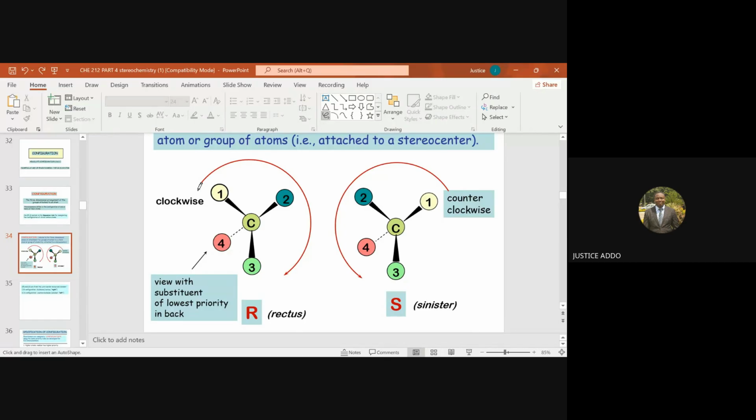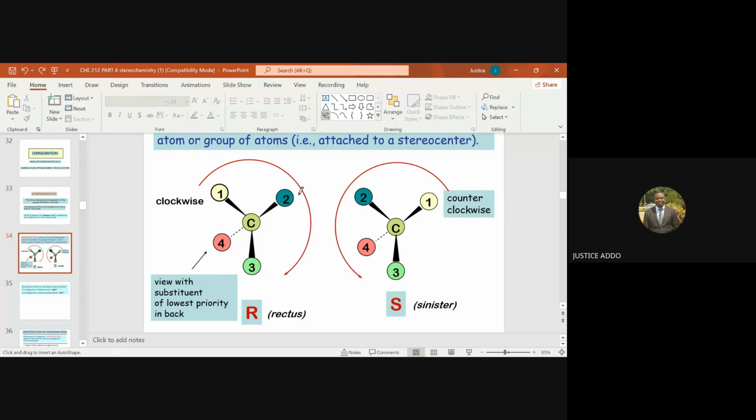As soon as you see 1 appearing twice, then it means that this carbon is not chiral. 2 appearing twice, it means that it's not chiral. The same thing applies to the others. So for now, we see this carbon as chiral because the numbers here are all different. So it then qualifies the carbon to be a chiral carbon, a chiral center.